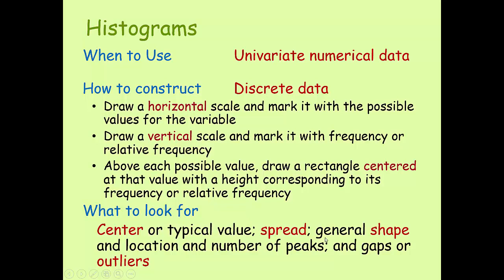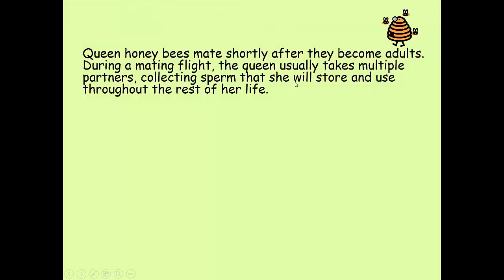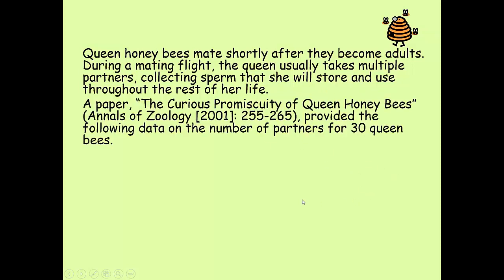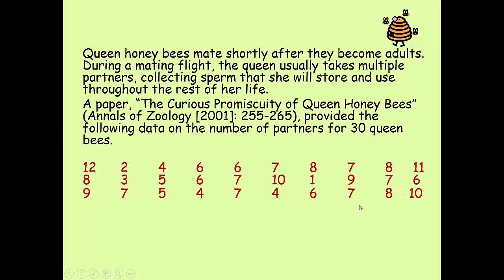We're still looking for a spread. We're still looking at the shape of the distribution, the peaks, gaps, and outliers. We're still looking for the same thing that we've been looking for. So queen honeybees mate shortly after they become adults. During a mating flight, the queen usually takes multiple partners, collecting sperm that she will store and use throughout the rest of her life. So a paper provided the following data on the number of partners for 30 queen bees.